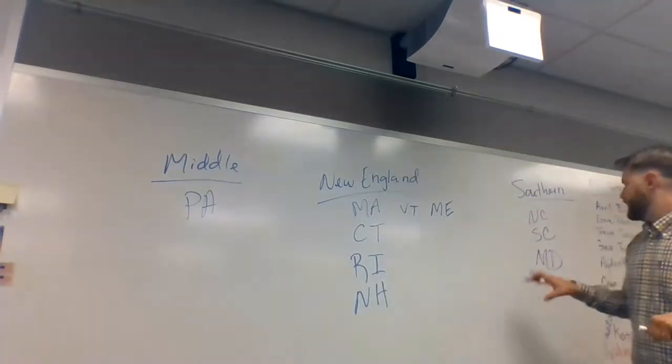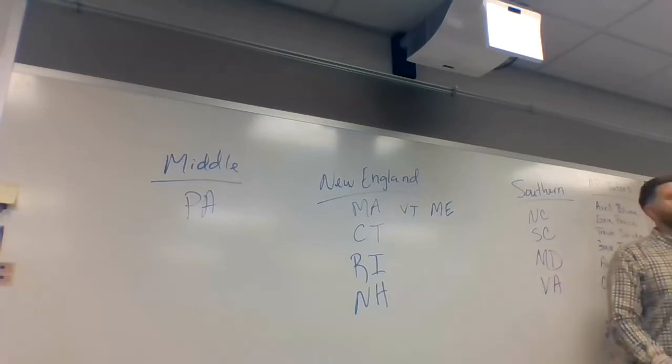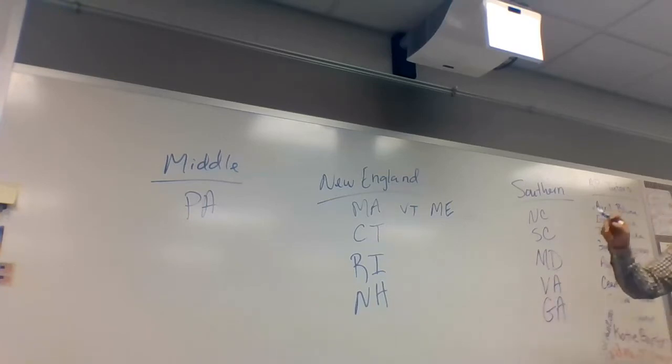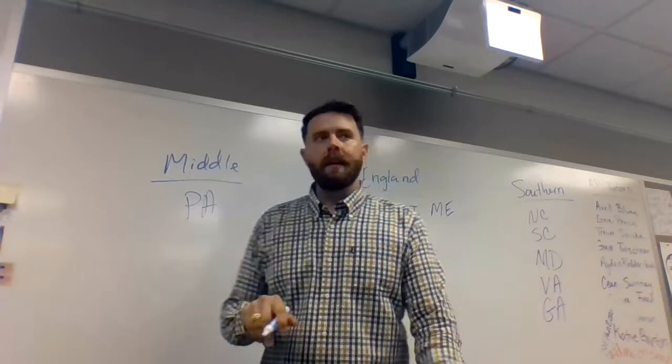All right, this should be easy. North Carolina, South Carolina, Maryland, already said Virginia, and we're missing one more. Georgia. Okay, so now we have 1, 2, 3, 4, 5, 6, 7, 8, 9. Means we need 4 over here. We got Pennsylvania, New York.